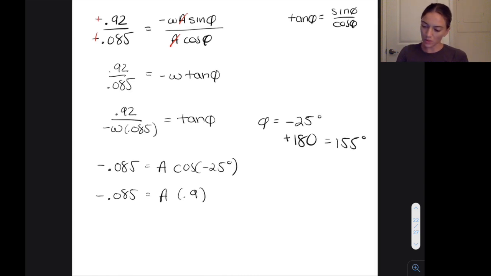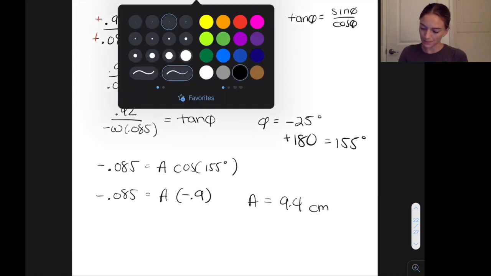And now let's try plugging in 155 here. So let's see what happens if I plug in 155 degrees. If you plug in 155 degrees into cosine, then you get negative 0.9. And now this makes sense because when we go to solve for our amplitude, it is clearly positive now, because we have a negative here and a negative here, which leaves our amplitude positive. So when you solve for your amplitude here, divide both sides by negative 0.9, and you will get that your amplitude is 9.4 centimeters, or 0.094 meters.